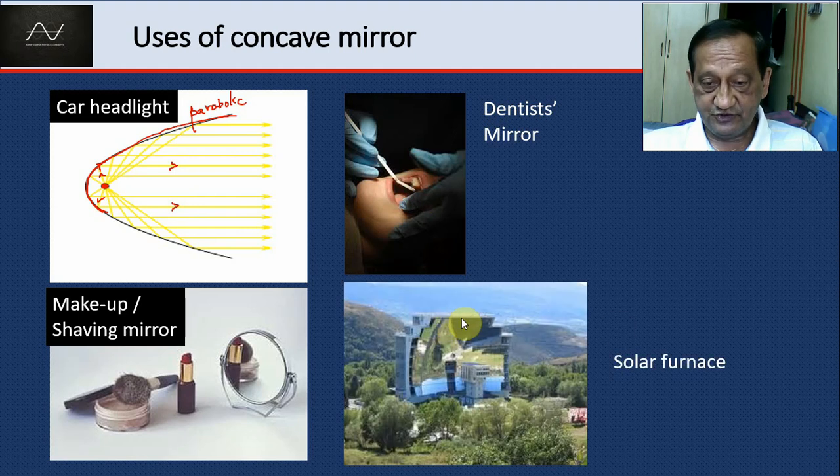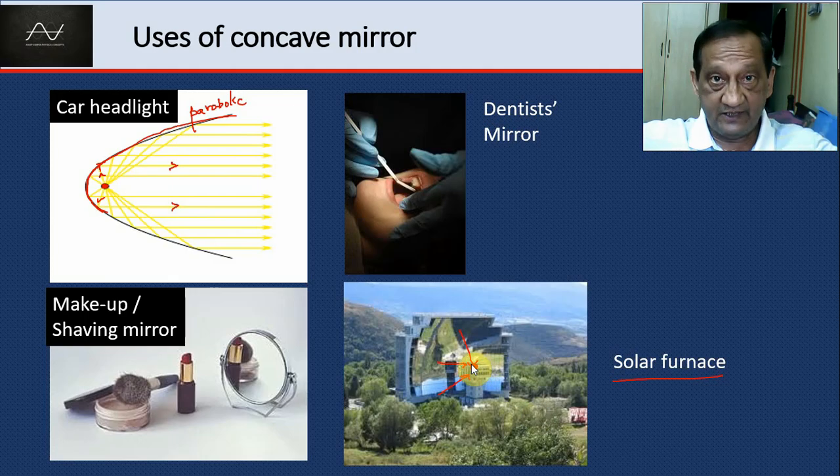We make a very giant concave mirror and we can create a solar furnace. Sunlight is a nearly parallel beam of light coming. When it hits, all the rays will come and converge at a point called the focal point. At that focal point, whatever we keep, all the energy of the sun is getting focused at one point. Therefore, the temperature would rise and it can start burning. It is a solar furnace.